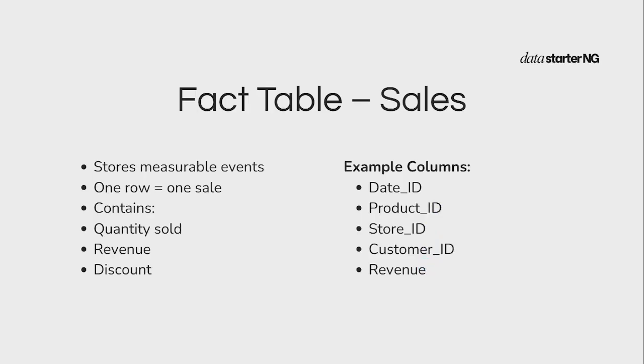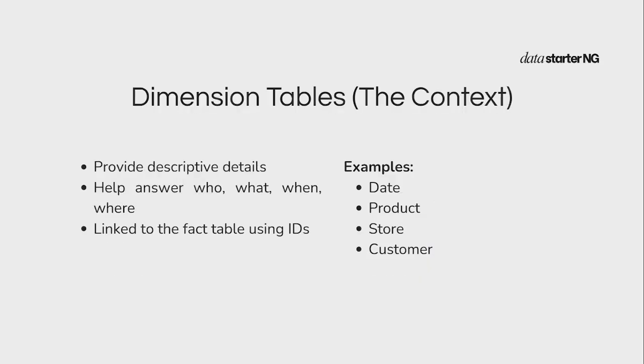And here's the dimension table, which gives you context. It makes it much more vivid. Dimension tables provide descriptive details, so they help you answer the who, what, when, and where. To connect the dimension table to the fact table, you usually link them using the IDs. Here are some examples of dimension tables: we have the date, product, store, and customer. All these provide some kind of context.